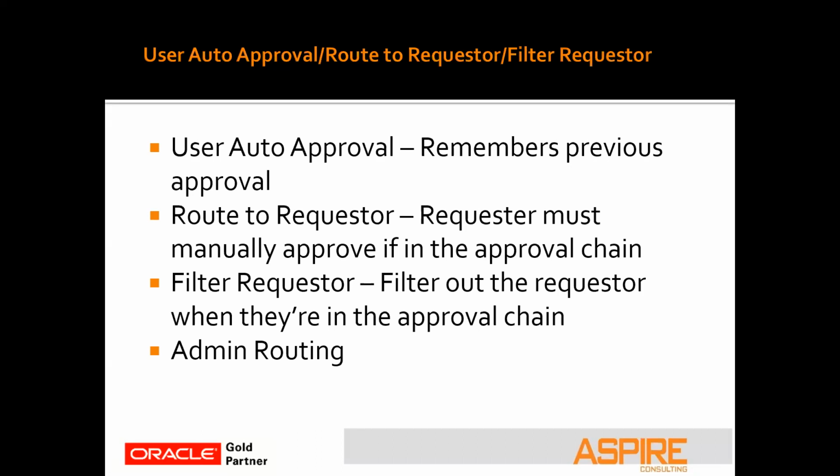And then filter requester says just the opposite. If I requested this, I'm a manager and I'm in the manager list, filter me out. Don't allow me to be my own approver. So, all the other managers will be in the list, but the requester himself gets kicked out. These are little things that most people always ask if the system can do, and it can. You just got to check those boxes and know what those things mean.